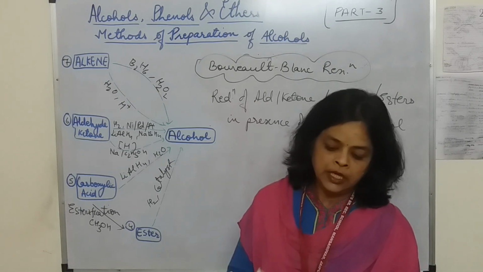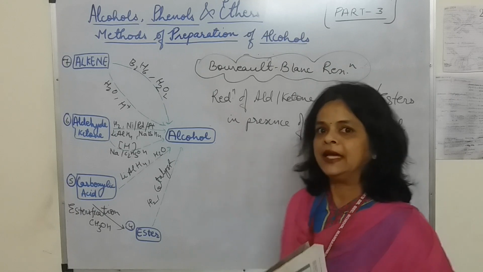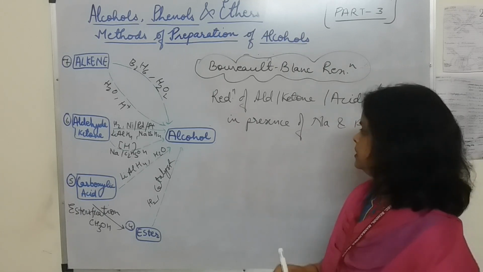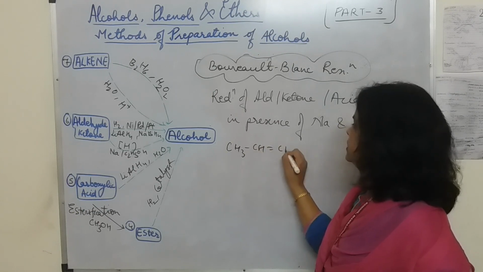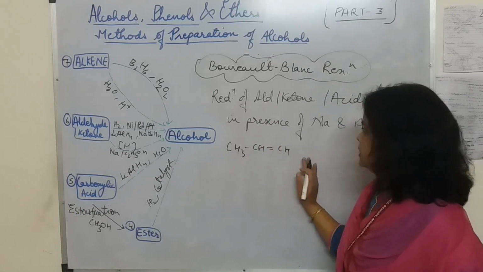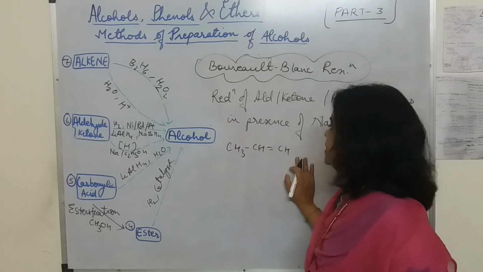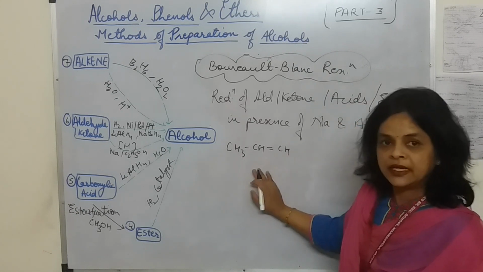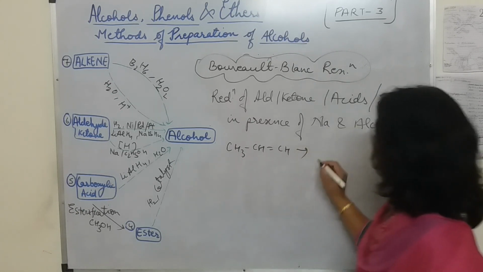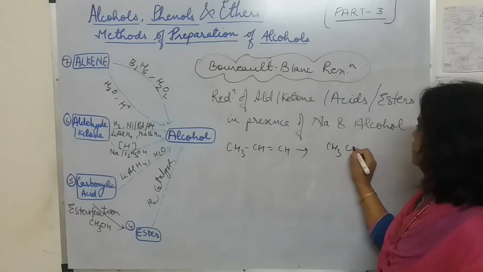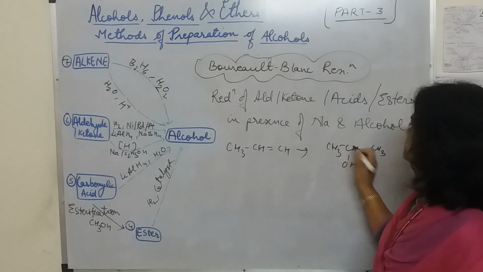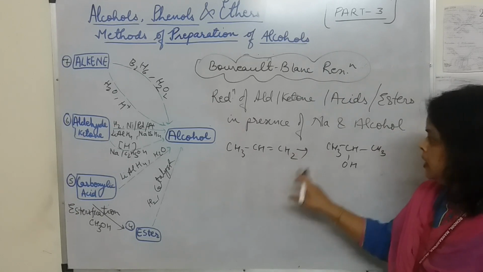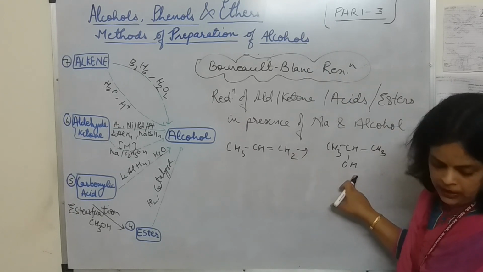Hydration of propene in the presence of dilute sulfuric acid. Propene, that is CH3CH=CH2. In acid catalyzed hydration, it is going to form a secondary alcohol. What you are going to have? CH3CHOHCH3. So here you are going to get a 2 degree alcohol.